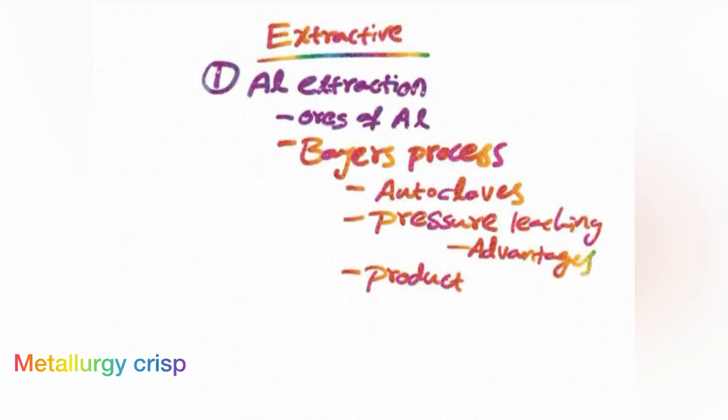Then the second interviewer started extractive metallurgy. They started with aluminum extraction. What are the ores of aluminum and explain Bayer's process? What are autoclaves and what advantages do we get by pressure leaching? What are the products of Bayer's process?